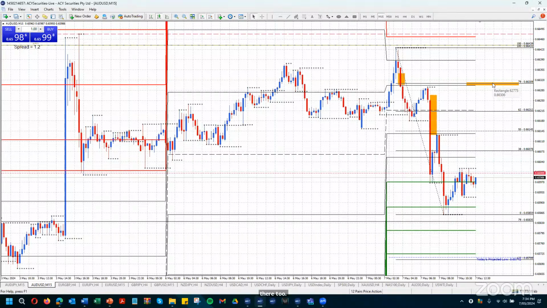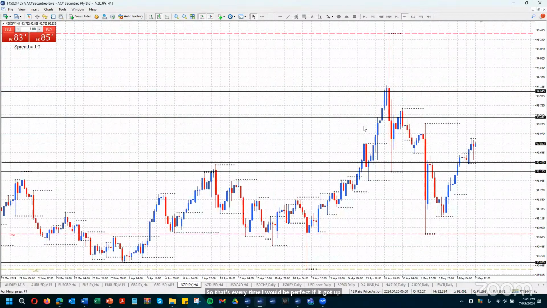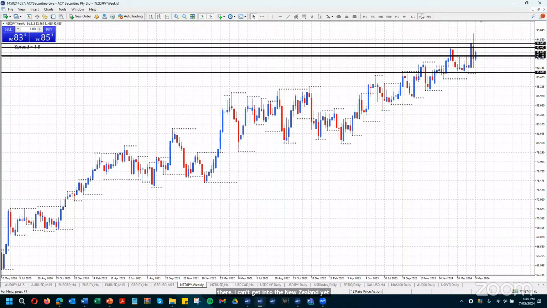So that 79% level would be perfect if it got up there. Okay, getting into the New Zealand yen. Same story last week. Massive reversal. Doesn't change the structure of the trend is up because that's a higher top.